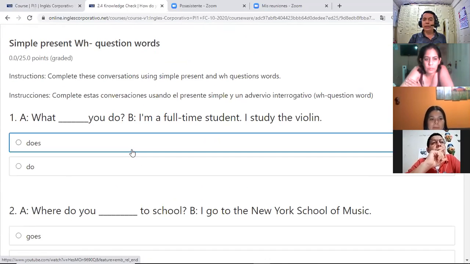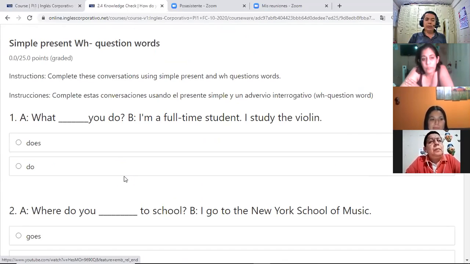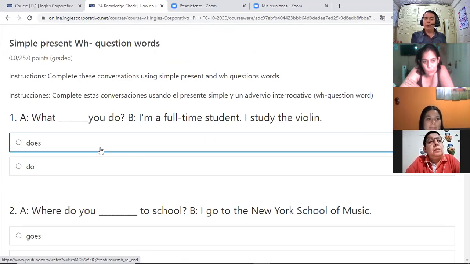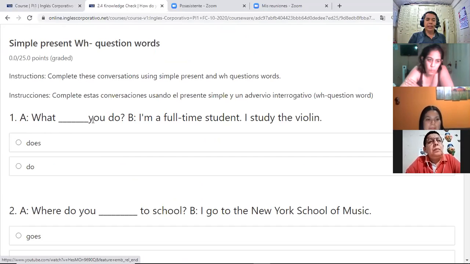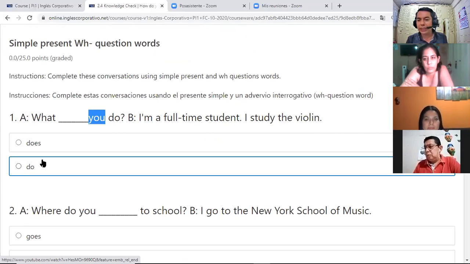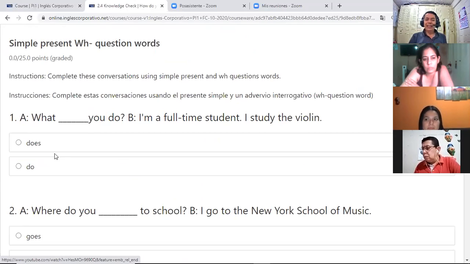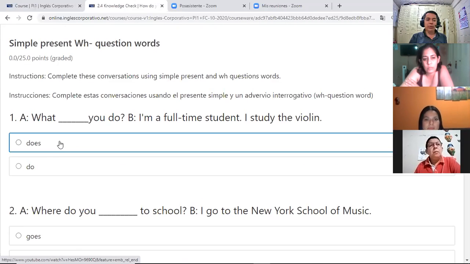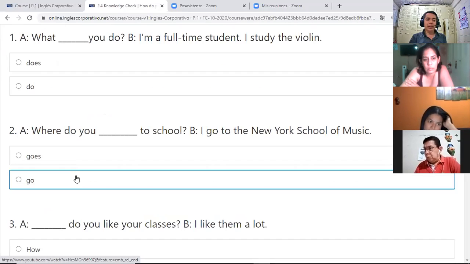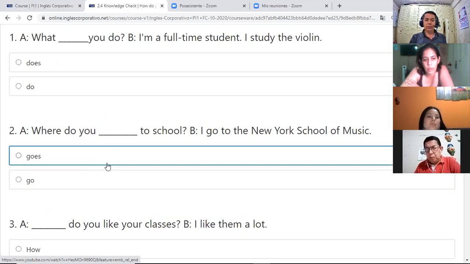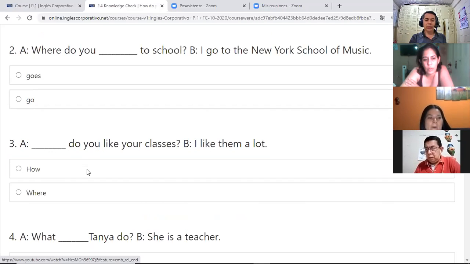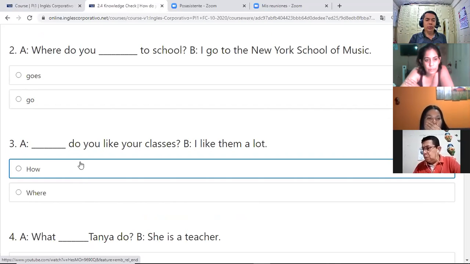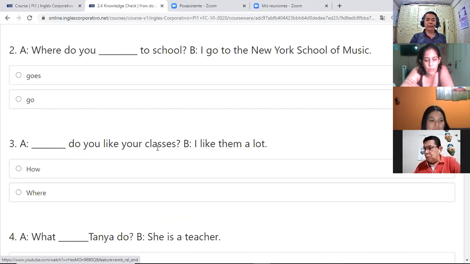Remember, right, that here we're using WH questions, right? And you're going to go to the auxiliary or to the appropriate form of the verb. Number one, for example, right? You. What is the auxiliary for you? Does or do, right? Es una pregunta retórica, no me la voy a contestar, okay? ¿Cuál usamos aquí para el you? ¿El do o el does, right? Where do you go or where do you go to school? Una de las dos. How do you or where do you like your classes?